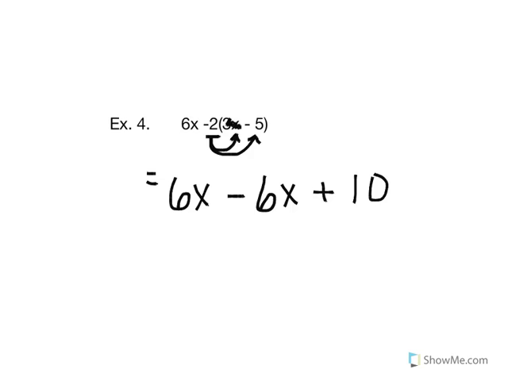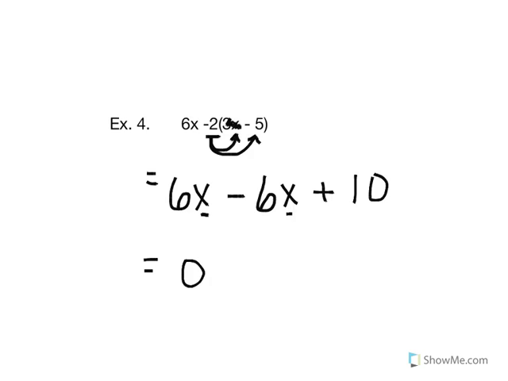What I have now is 3 terms waiting on this line to be added and subtracted, and I'm going to see if any of them match. I have x's and I have x's. I can definitely mush those together. 6x minus 6x. I happen to have one of these cases where my x's are gone. I had 6x, they subtracted 6x. That gives me no x's.